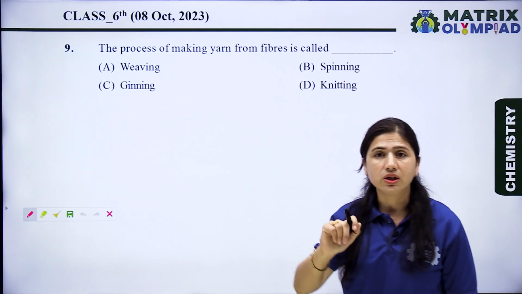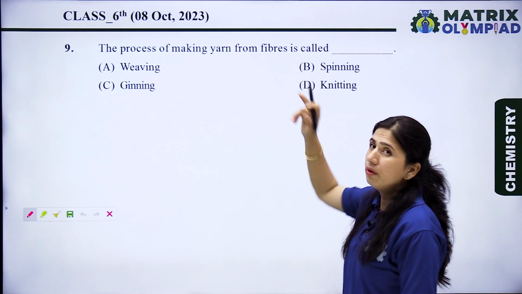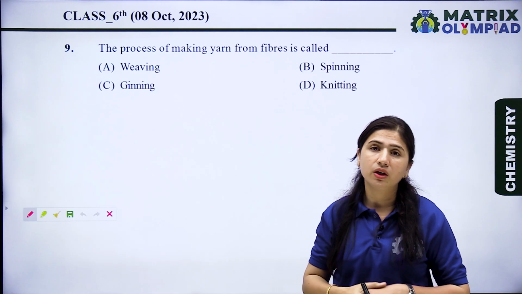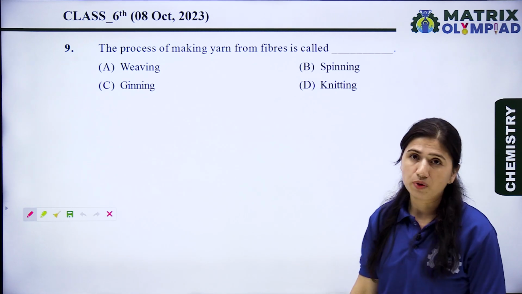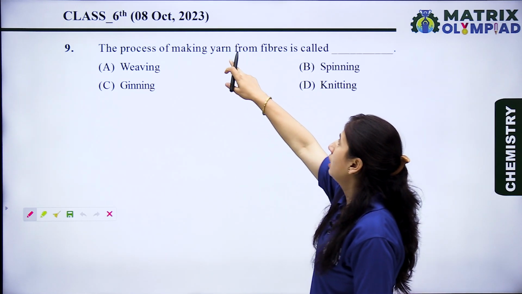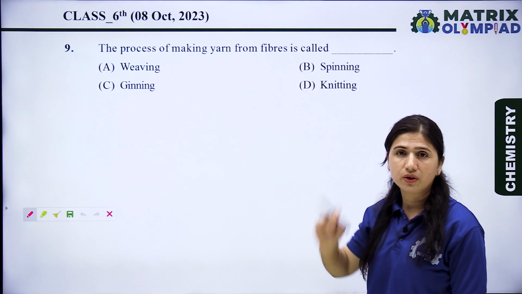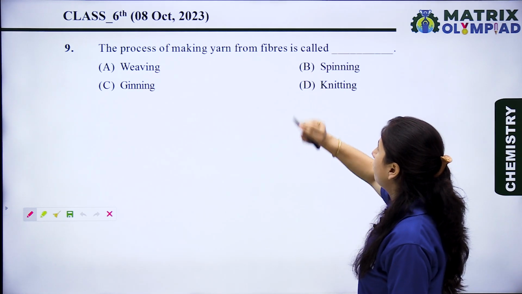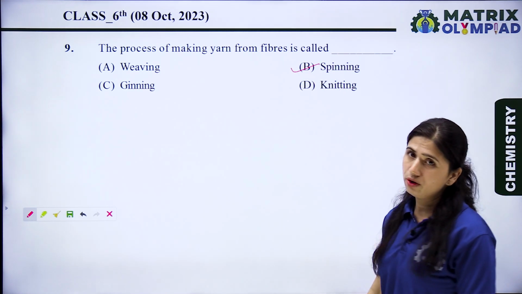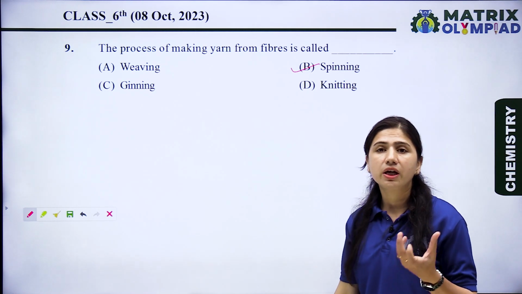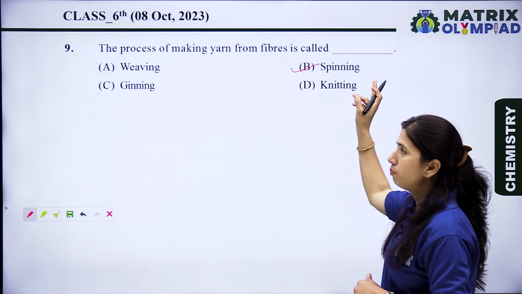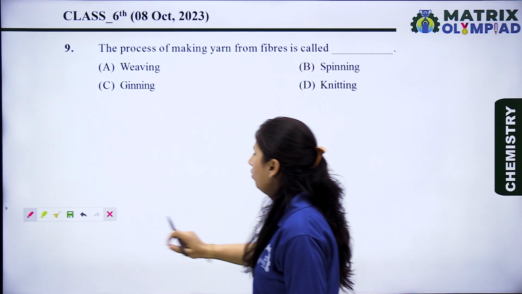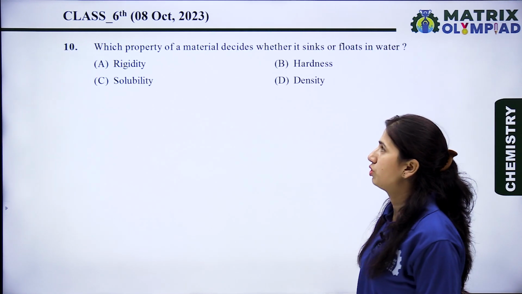Ginning is the process when we get fiber from the seeds of cotton balls, and knitting is the process in which yarn is converted into fabric. Okay, now the B option, spinning, is the right option, meaning when we get yarn from fiber, this is called spinning. Okay, now let's see the next question.